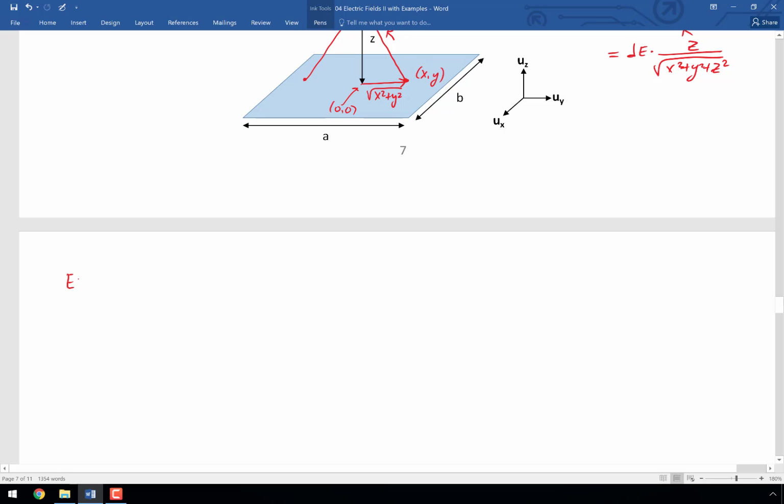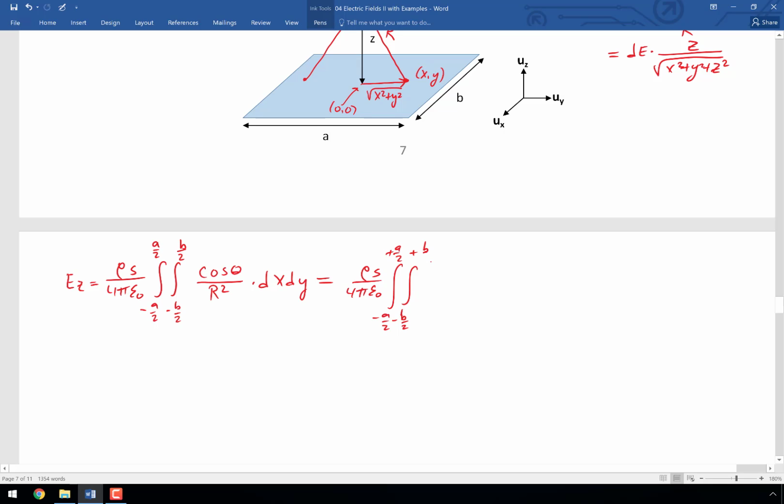So I'm going to have E sub z is going to be rho sub s, the surface density, divided by 4 pi epsilon 0, and it's a double integral from minus a over 2 to plus a over 2, and from minus b over 2 to plus b over 2, and this is going to be the cosine of theta divided by r squared times dx dy. And that is going to be rho sub s over 4 pi epsilon 0, the integral from minus a over 2, minus b over 2 up to plus a over 2, plus b over 2.